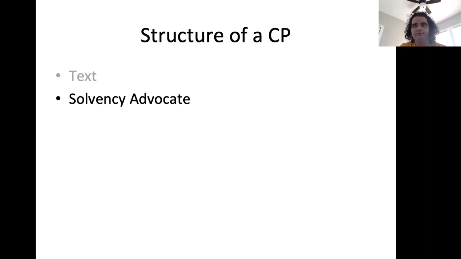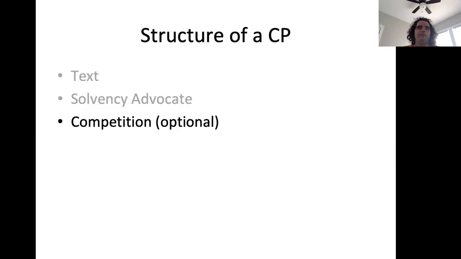You can also include a statement about competition, which isn't always necessary. This competition refers to mutual exclusivity, which we'll talk about in just a second. But basically, it says that the counterplan and the plan cannot happen at the same time; they're competitive with one another.